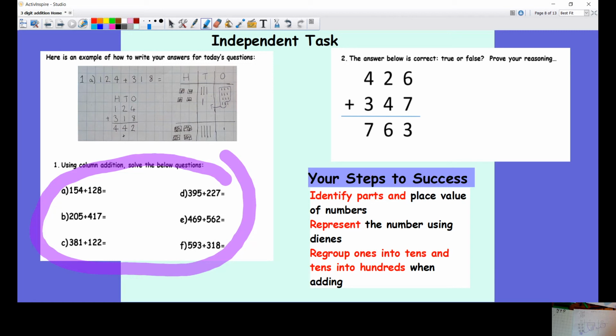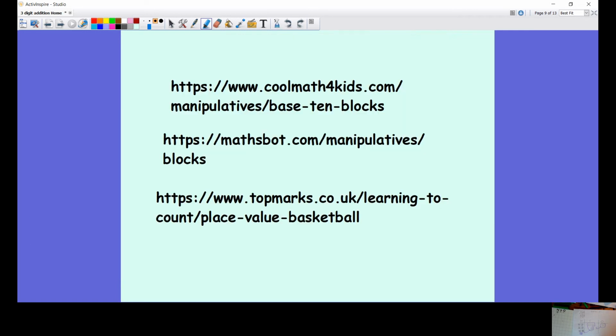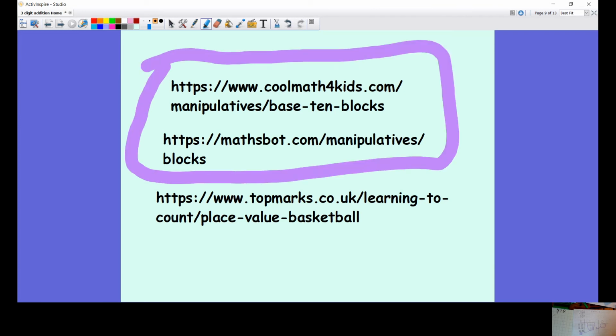So remember, identifying your parts, represent the number using deans or draw your deans, and then regroup 1s into 10s and 10s into hundreds. If you want to use some kind of online deans, these 2 websites have online deans, so maybe you might want to pause the video now and make a note of them. In addition to that, I came across it when I was looking for online deans, is a fantastic way to practice place value, and it's quite a fun game as well, and it goes from really low numbers to much higher numbers. So if you've got siblings who are maybe in Key Stage 1, they might enjoy this too.